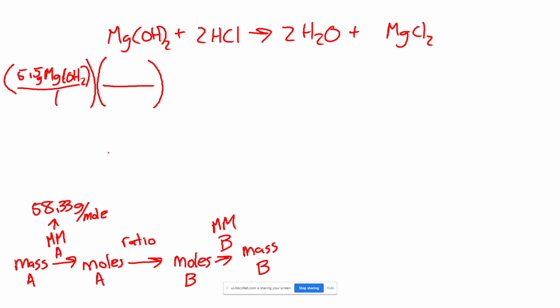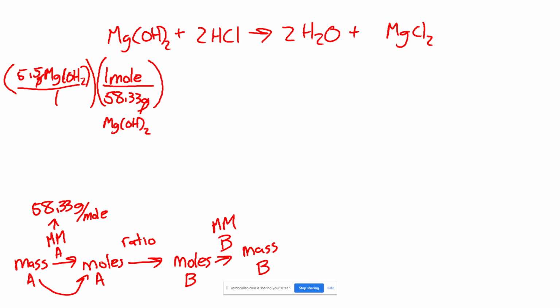I want my grams to disappear, so I'm going to put grams on the bottom here. Again, this is for magnesium hydroxide. So by putting grams on the bottom, the grams here are now canceled, and I'm left with moles. So that was my first step. So now I've gone from the mass of it to the moles.